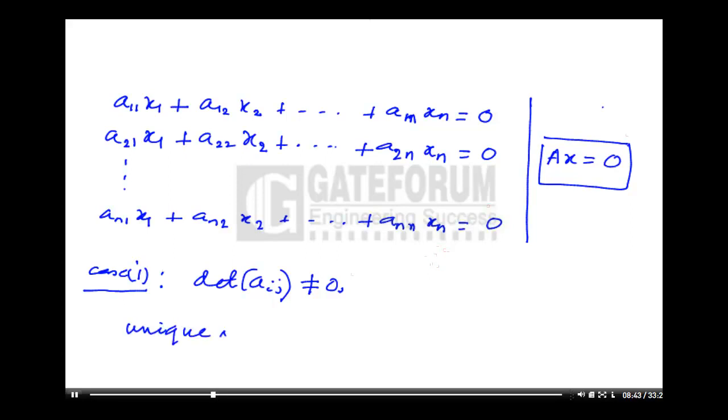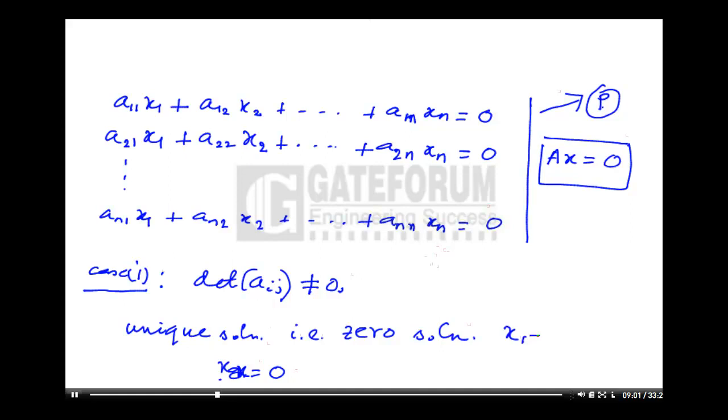Let us represent this homogeneous system by P. Then P admits a unique solution which is the zero solution. That means x1 is equal to 0, x2 is equal to 0, and like this xn equal to 0. Now, what is case 2?